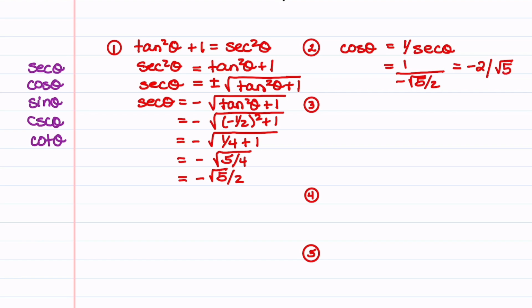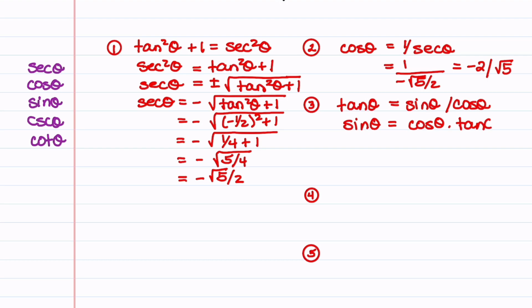To find sine theta, we'll use the ratio identity tangent theta is equal to sine theta divided by cosine theta, and we'll solve for sine theta. Sine theta is equal to cosine theta times tangent theta. We can then plug in for these values. Cosine theta is minus 2 divided by root 5, and tangent theta we were given at the beginning, and it's equal to minus 1/2. This gives us a final answer of 1 divided by root 5.